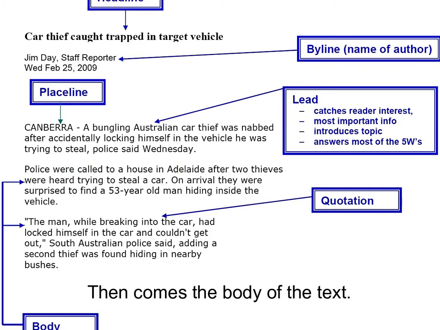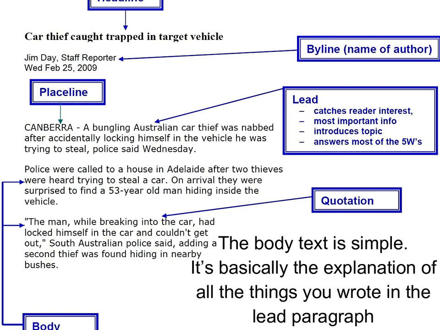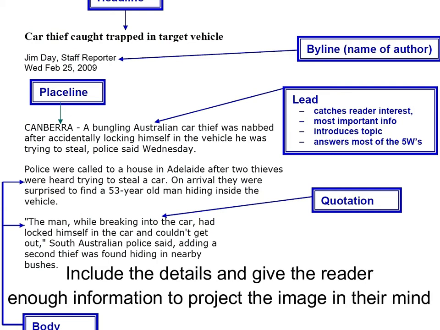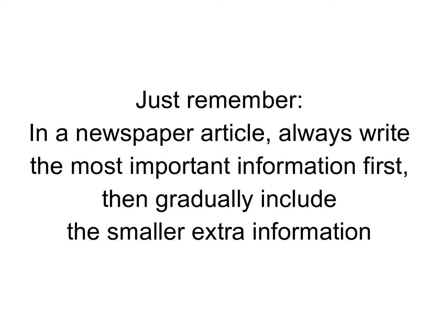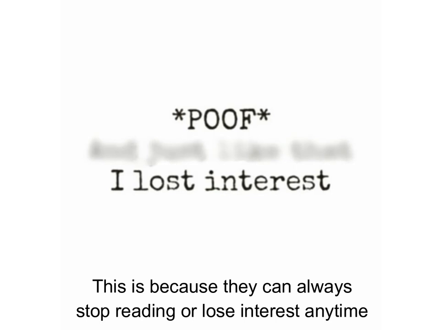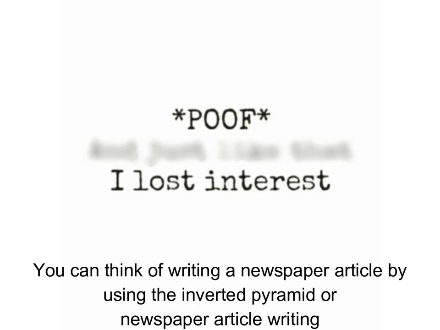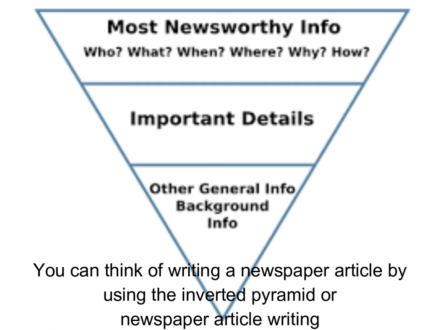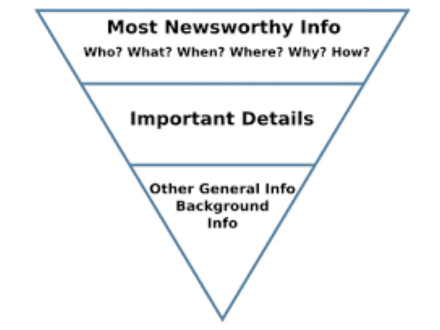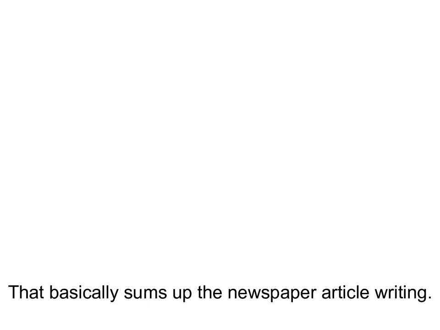Then comes the body of the text. The body text is simple. It's basically the elaboration and the explanation of all the things you wrote in the lead paragraph. Include the details and give the reader enough information to project the image in their mind. Just remember, in a newspaper article, always write the most important information first, then gradually include the smaller extra information. Why though? This is because they can always stop reading and lose interest anytime. You can think of writing a newspaper article by using the inverted pyramid. That basically sums up the newspaper article writing.